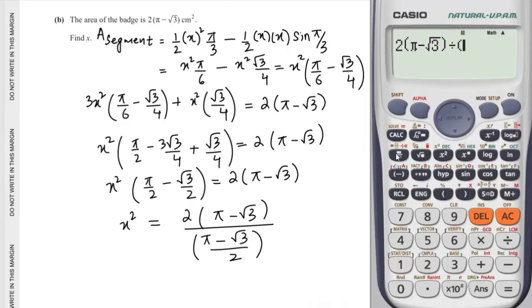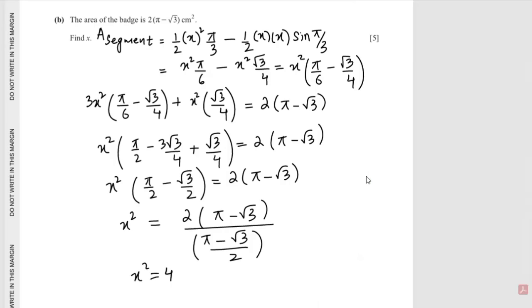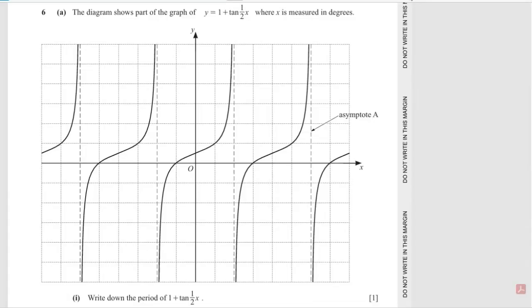Divide the whole thing by pi minus, let's put a fraction over here, pi minus root 3, divided by 2. Okay, and get your answer. That's a 4. Well, that's good. This is 4. So x is going to be not plus minus 2 this time, since it's a length, so it has to be positive. And that's my answer. Question 6, part A.